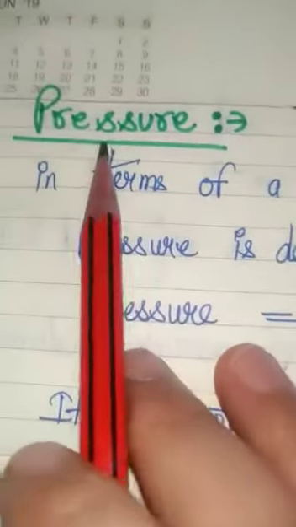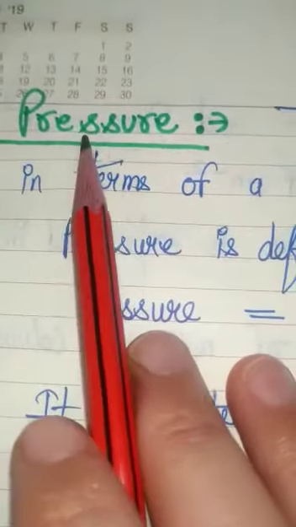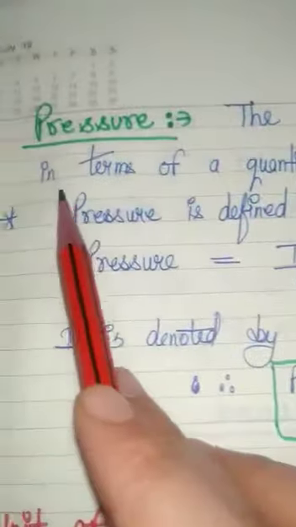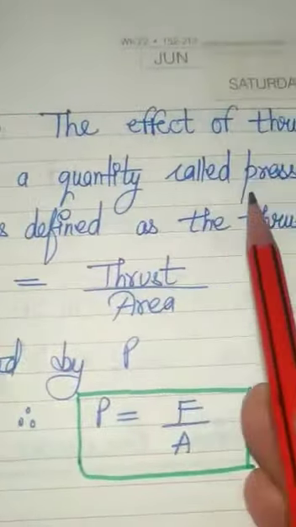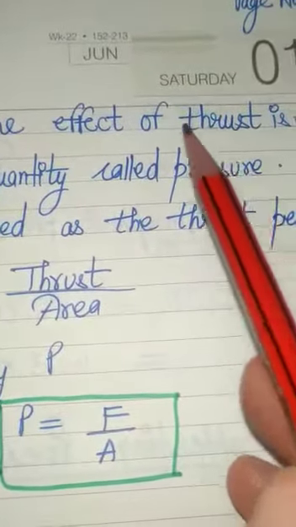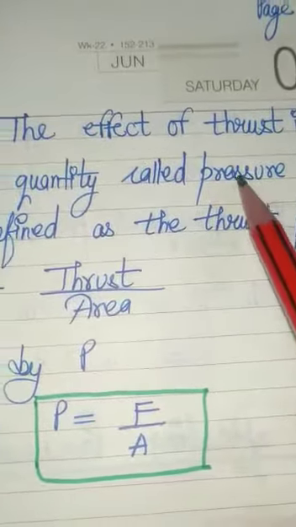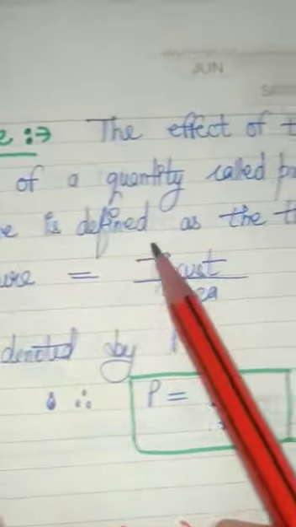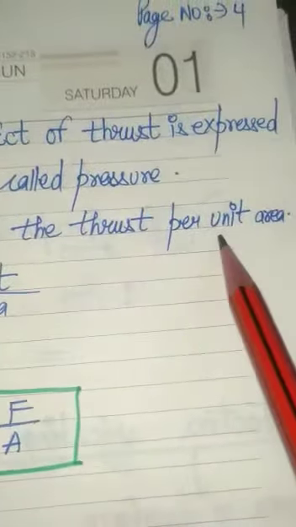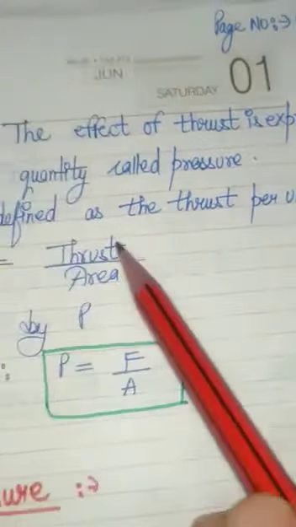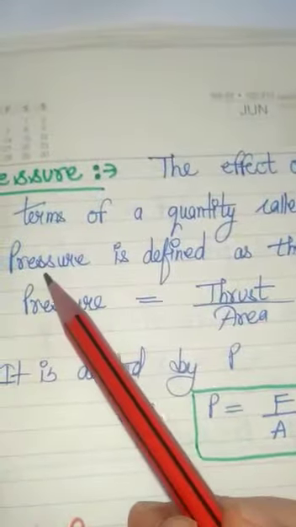Now the next and the last topic for today is pressure. So the effect of thrust is expressed in terms of a quantity called pressure. हम किसी भी thrust के effect को pressure की term में express कर सकते हैं. So how can we define pressure? Pressure is defined as the thrust per unit area. So per unit area में लगने वाला thrust को बोलते हैं pressure.